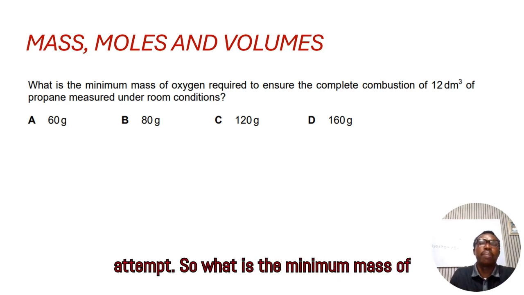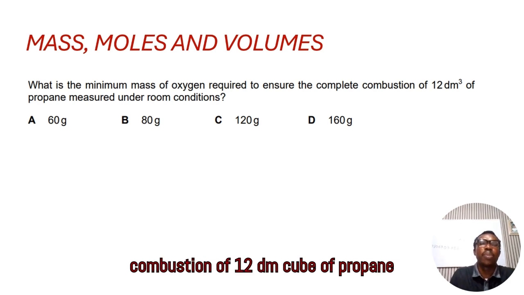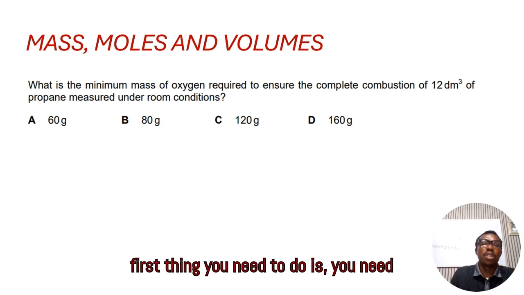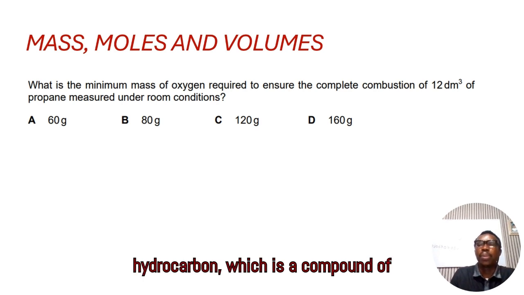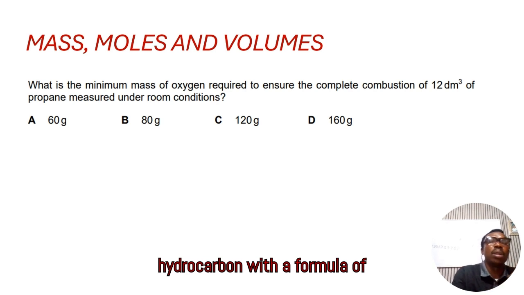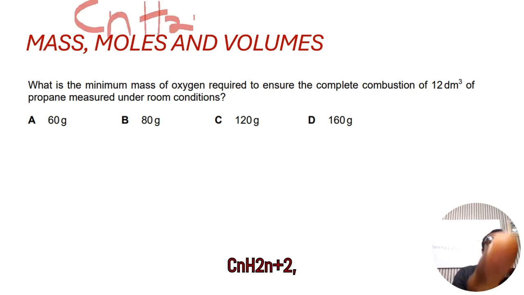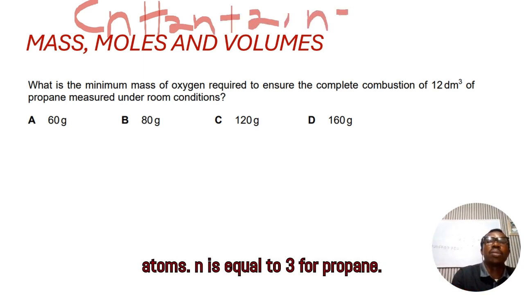So what is the minimum mass of oxygen required to ensure the complete combustion of 12 dm³ of propane measured under room conditions? Now, the first thing you need to understand is that propane is a hydrocarbon, which is a compound of carbon and hydrogen. It's a saturated hydrocarbon with a formula of CnH2n+2, where n is equal to the number of carbon atoms. n is equal to 3 for propane.